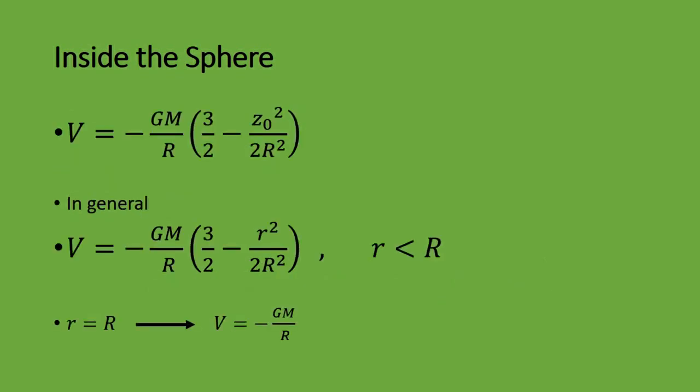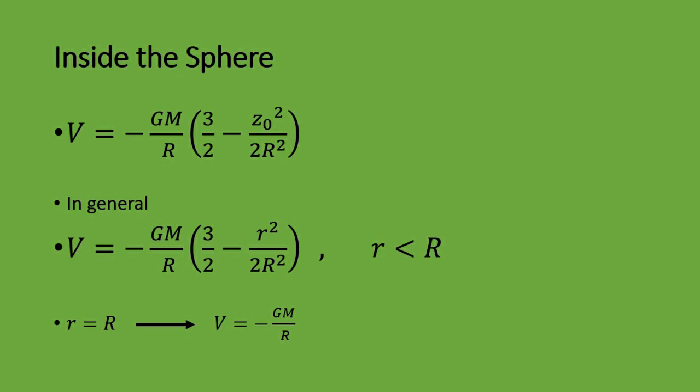So you can prove that the gravitational potential while you are inside the sphere is equal to minus capital G mass divided by capital R times the bracket. And what's inside the bracket? 3 over 2 minus z0 squared divided by 2 times the radius of the sphere squared. So that's the answer. Now the conclusion is, so far, the answer is different from outside.